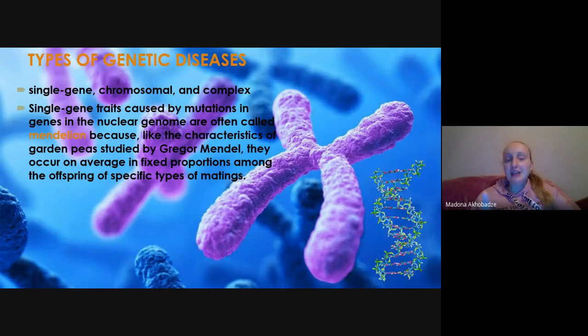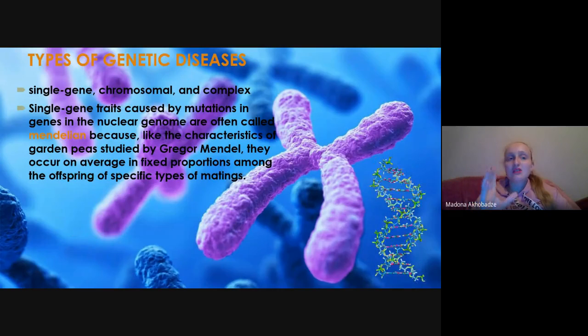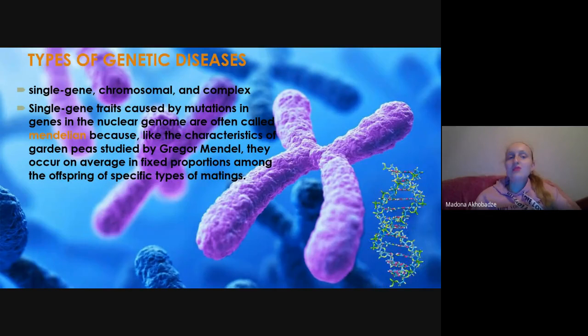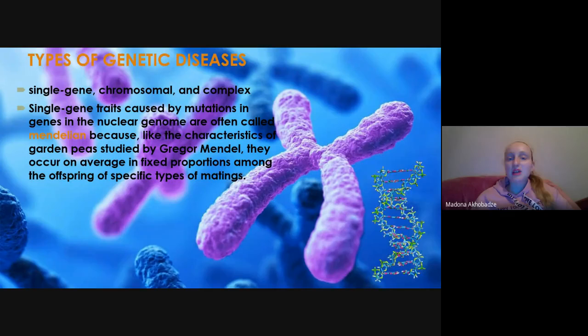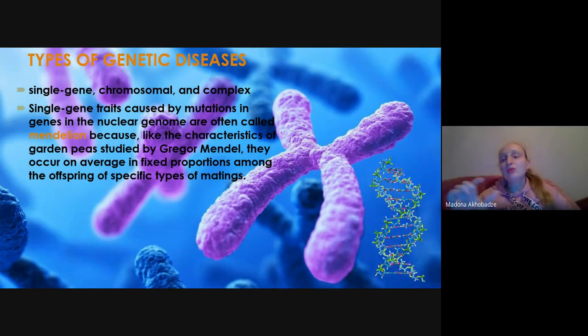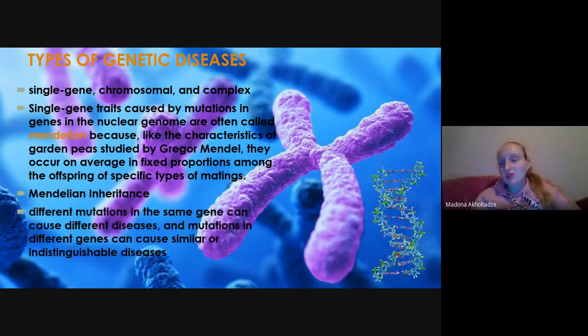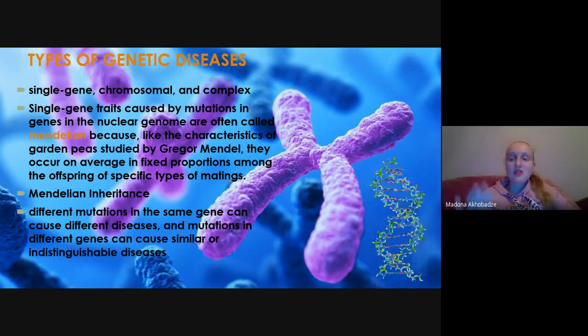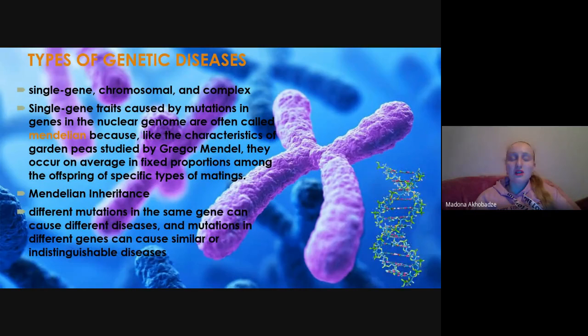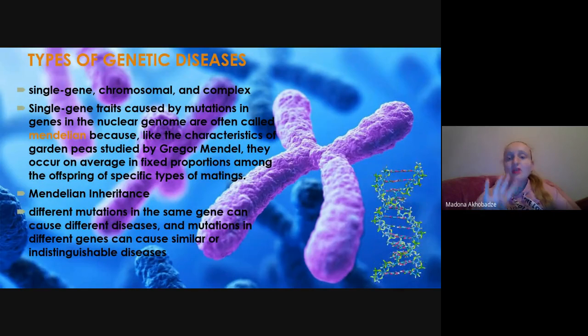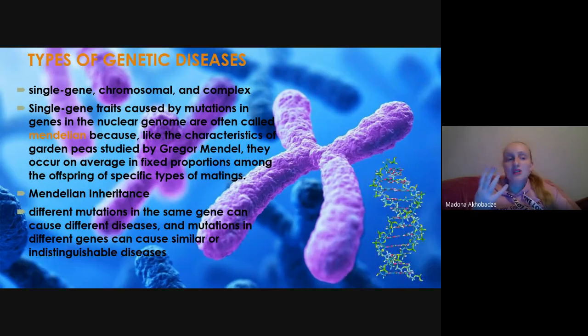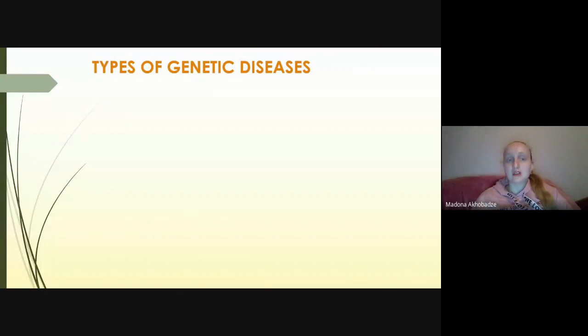Single gene traits are caused by mutations in the genes of the nuclear genome and are often called Mendelian because of their characteristics, like the garden peas studied by Gregor Mendel, and they follow the rules of Mendelian inheritance, which is autosomal dominant, autosomal recessive, X-linked dominant, or X-linked recessive. These are the four ways of inheritance for Mendelian inheritance.